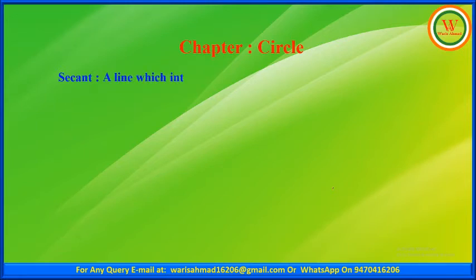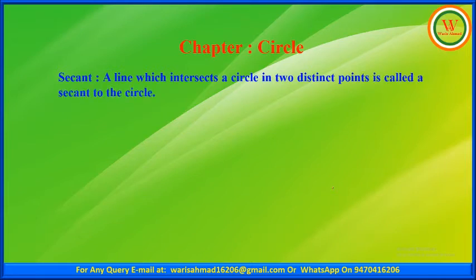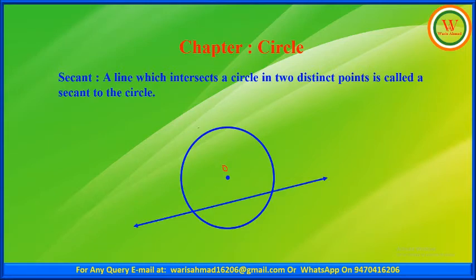A line which intersects a circle in two distinct points is called a secant to the circle. Let us consider a circle with center O. Here a line is intersecting this circle at two distinct points. The first point is A while the second point is B. Suppose the name of this line is L. This line L is intersecting this circle at two distinct points, at point A and B. So this line is termed as secant.